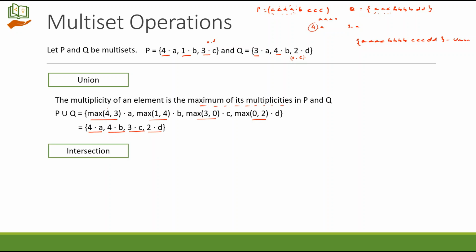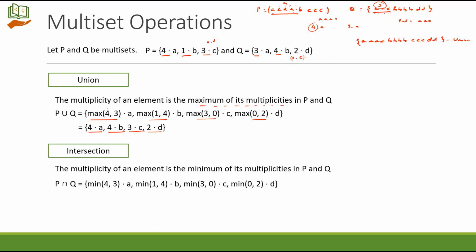What about intersection? When we say something is maximum in union, definitely you have to pick the minimum for intersection. How many common A's do you have in both the sets? We have 3 common A's. So for intersection purposes, you have to pick 3 A's only. So here the count is 4, here the count is 3. Which count are you giving importance here? The minimum count. The multiplicity of an element is the minimum of its multiplicities in P and Q.